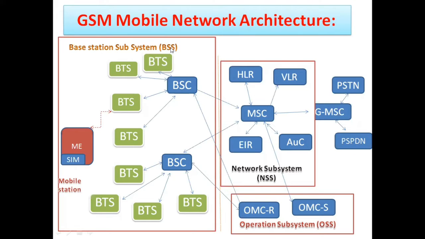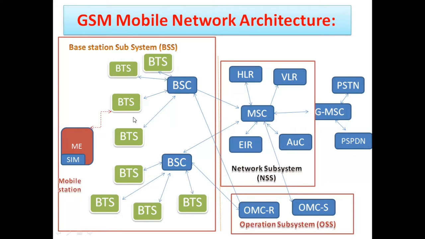This base station subsystem consists of user equipment, that is mobile equipment, along with SIM, called the mobile station. This mobile station has a radio air interface with the BTS, base transceiver station. Further, this base transceiver station gets connected to a controller called the base station controller. This base station controller controls more than one BTS, and each BTS is in turn serving more than one user, and it has a certain coverage area.